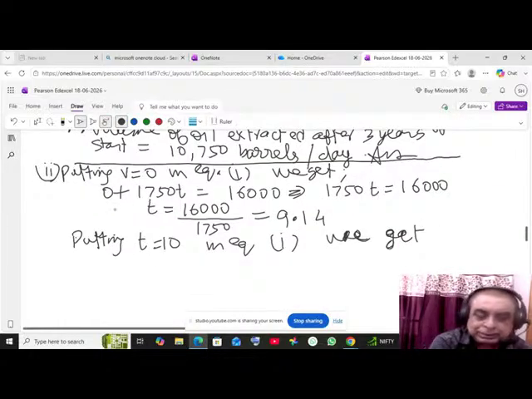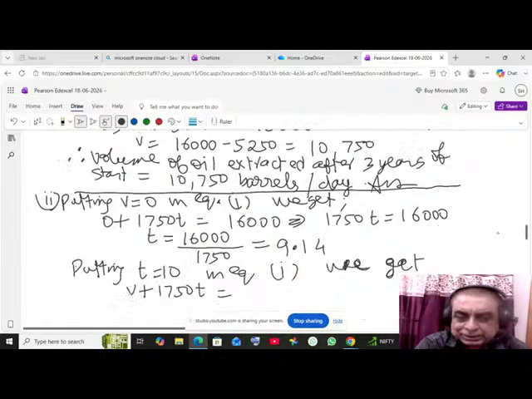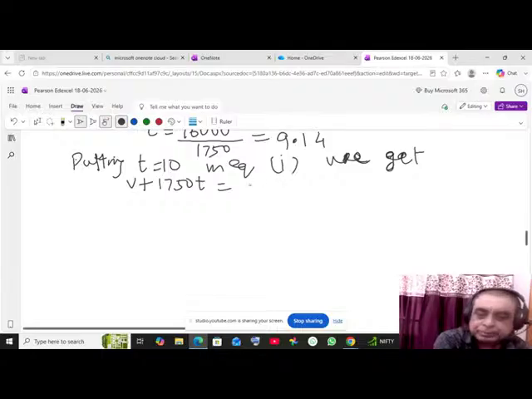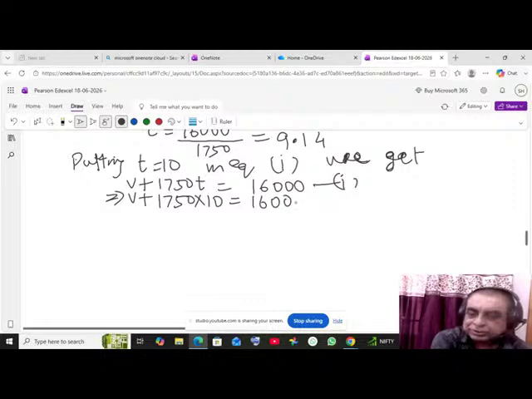Equation number 1 is V plus 1750 times t is equal to 16,000. That is equation number 1. Now, in this equation number 1, in place of t, you write 10, and let us see what value of V I am getting. V plus 1750 times 10 is equal to 16,000. So here you solve this equation.